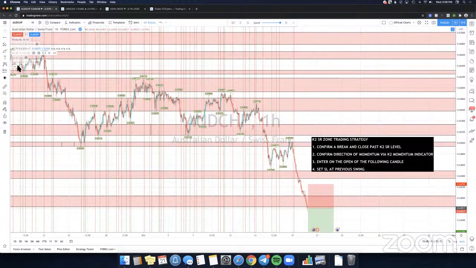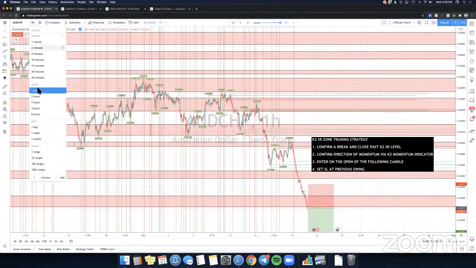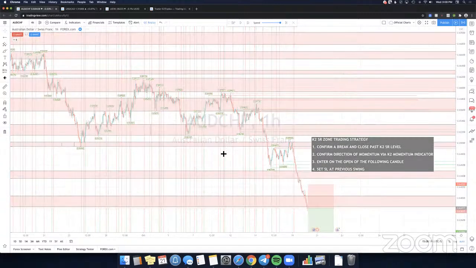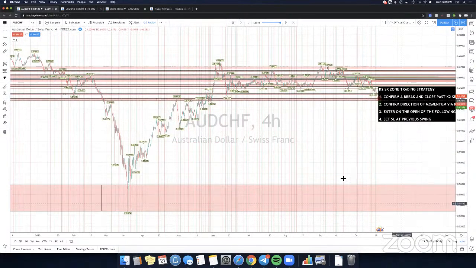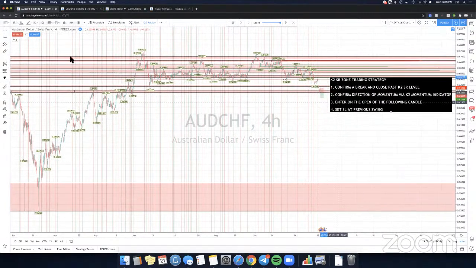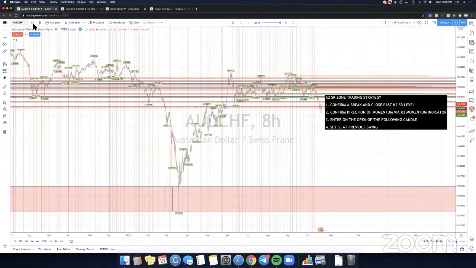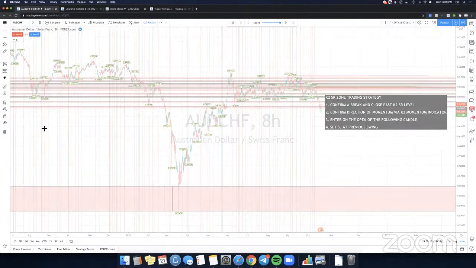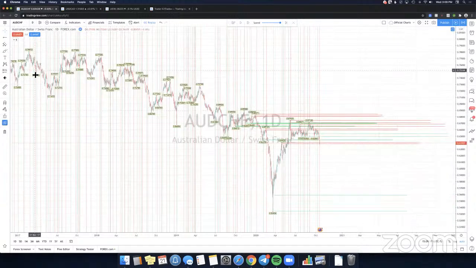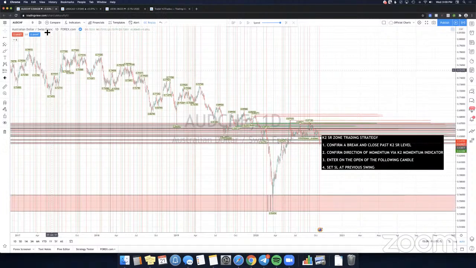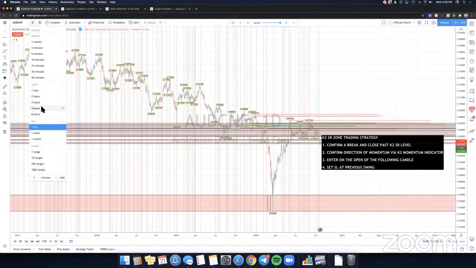Let's run the K2SR. I'm going to go back on the 4-hour just to see if there are any zones in this area. So it looks like the next zone is way down here. Let me see on the 8-hour. Yeah, it doesn't look like there are any zones right here. So it looks fine. I think, yeah, that's the daily zone down there. So if there's no zone, then we can just give it a chance.